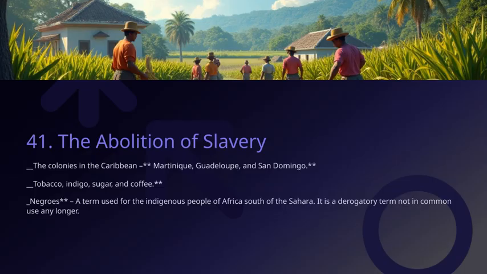When we look at the colonies in the Caribbean, such as Martinique, Guadeloupe, and San Domingo, modern-day Haiti, these places played a significant role in the history of slavery and its eventual abolition. These colonies were major centers for the production of crops like tobacco, indigo, sugar, and coffee. The economy in these regions was heavily reliant on enslaved labor to cultivate and harvest these valuable commodities.